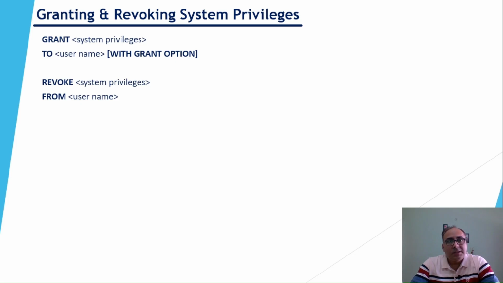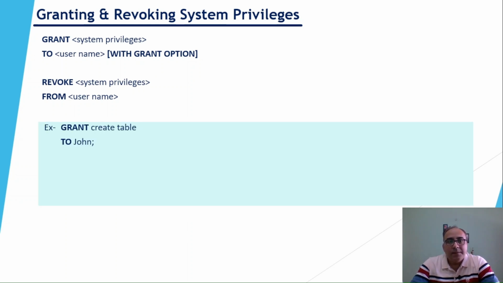Similarly, the revoke statement will look like this: revoke system privileges from username. You simply put the grant or revoke keyword, and thereafter you put the system privileges. If you are granting, you use the to keyword, and if you are revoking, you use the from keyword.